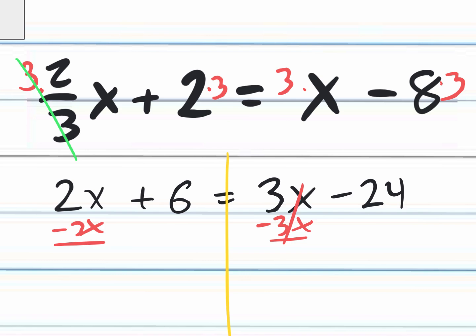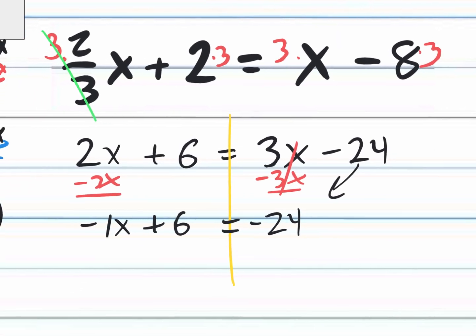You could have chosen to move the 2x to the other side, but I just moved the 3x to the left side. And 2x take away 3x, that will be a negative 1x. And I'm going to bring down the 6, bring down the equal sign, and bring down the minus 24. So there's my new, smaller, simpler equation with only an x on one side.